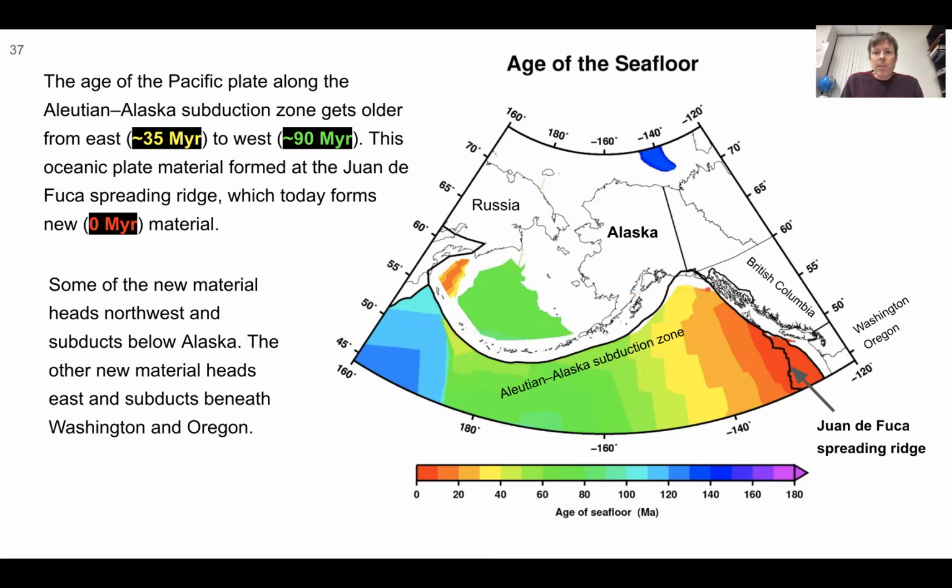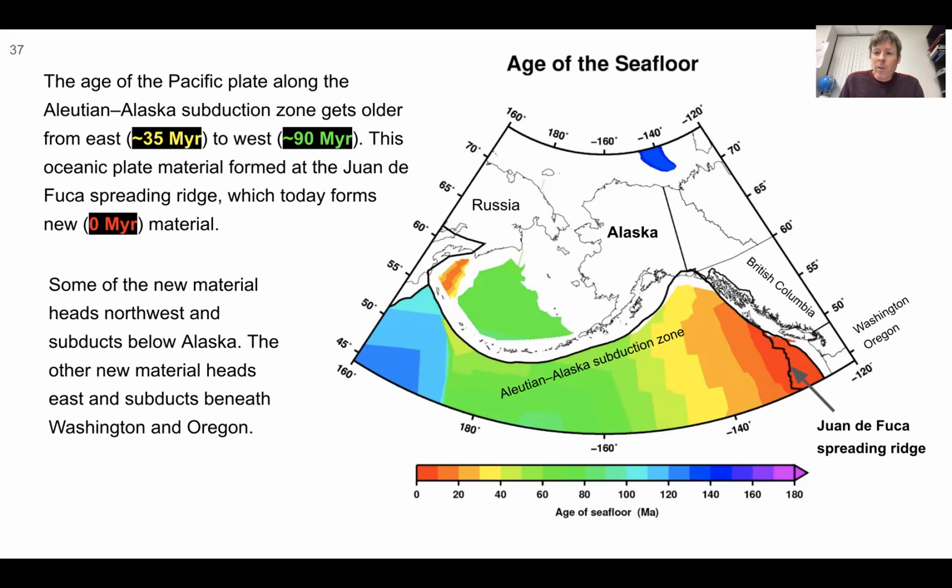This oceanic plate material formed at this Juan de Fuca ridge, which today creates new, or 0 million year old, material. So this ridge is creating seafloor, sending it on its way toward the northwest to be destroyed and consumed at the Aleutian Alaska subduction zone, or your other option is to go east and get consumed or subducted underneath Washington and Oregon as part of the Cascadia subduction zone.